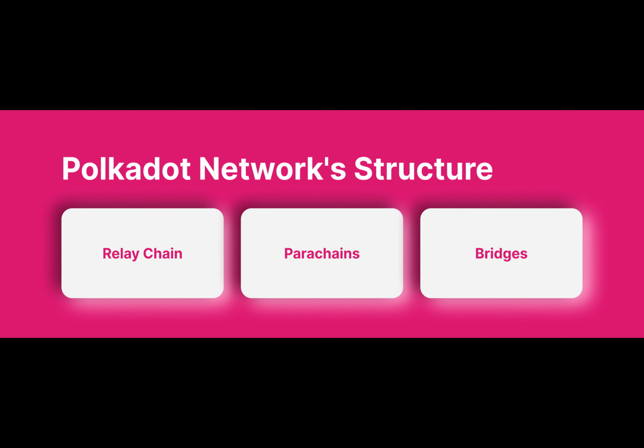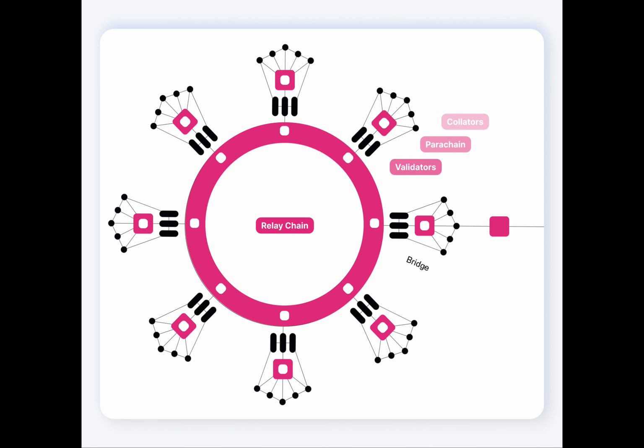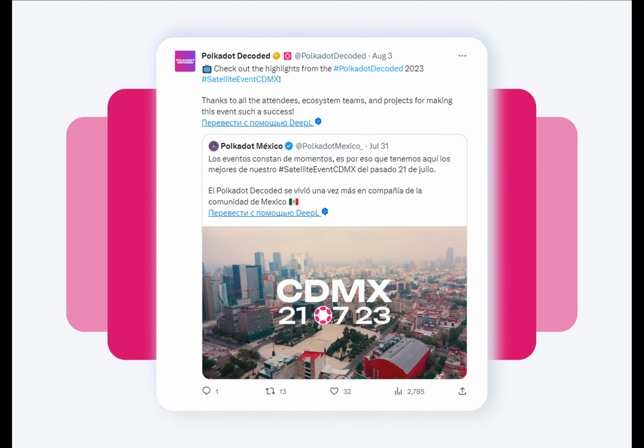Polkadot's architecture is similar to that of Ethereum shards and revolves around the relay chain and parachains. The relay chain acts as the central coordinating blockchain, while parachains are independent blockchains that run alongside the relay chain.